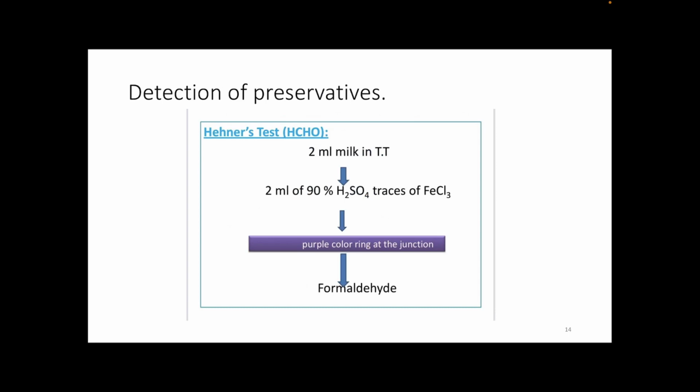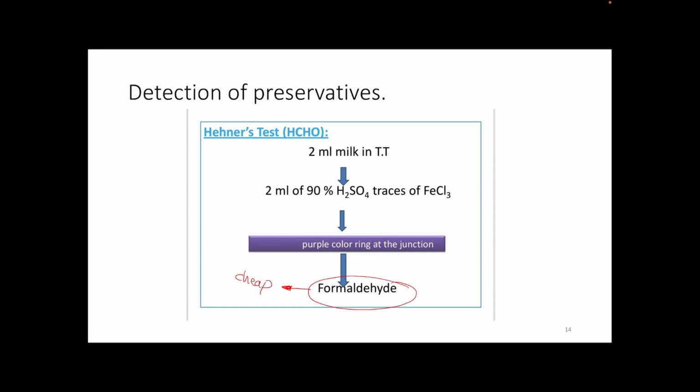Also, the presence of preservatives. Some natural milk sellers add formaldehyde as a preservative to milk. Why formaldehyde? Because it's effective and it's cheap. But the major problem with formaldehyde is that it's not a certified preservative. It's forbidden for use as an edible preservative. It's not safe for edible use.